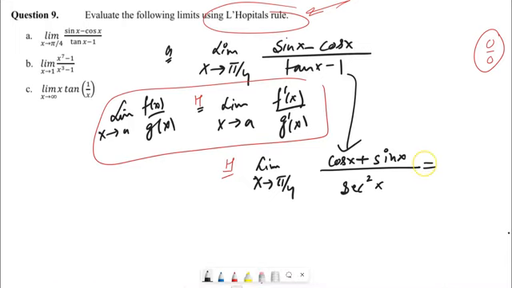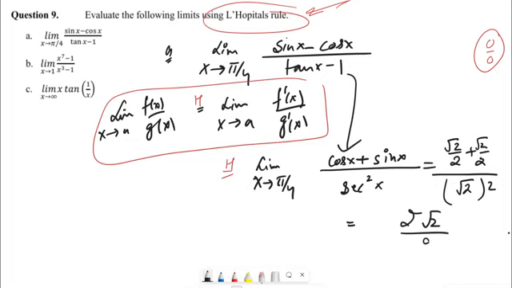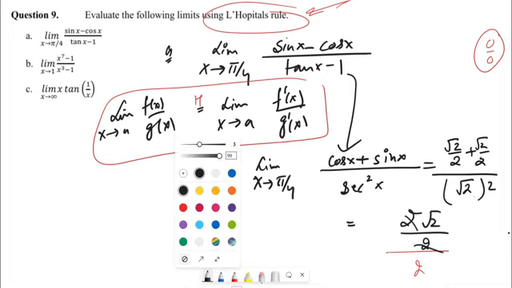If we try to put in pi by 4 now, cosine pi by 4 is root 2 by 2 plus sine pi by 4 is root 2 by 2, divided by secant square pi by 4. Secant pi by 4 is root 2, whole square. So what do we get? 2 root 2 by 2 in the numerator divided by 2 here. So this cancels. The answer is root 2 by 2.